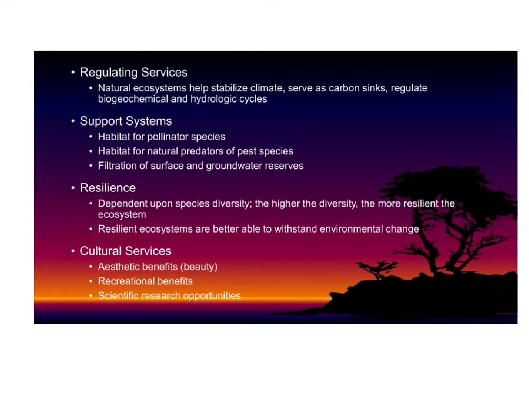Support systems. Ecosystems provide a habitat for pollinator species such as bees, butterflies, and bats. They provide a habitat for natural predators of pest species, especially like bats that are eating agricultural pests. Intact ecosystems provide the habitat for those species. And intact ecosystems provide filtration for surface and groundwater reserves. Again, all of these directly impact human activities.